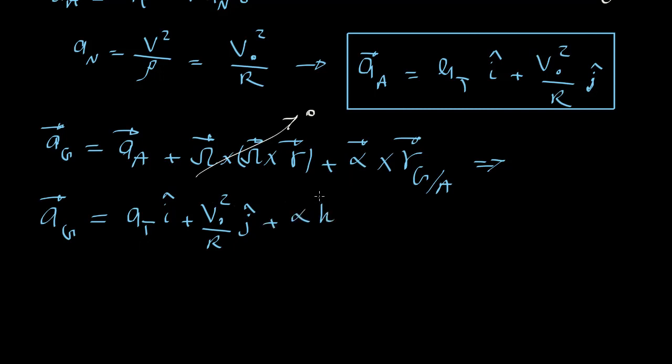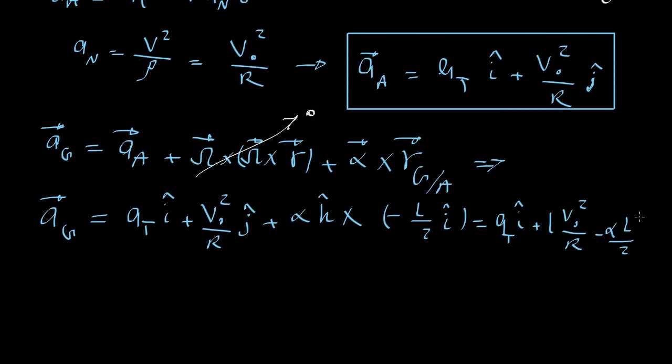Let's say alpha is unknown in the k direction, cross r_G with respect to A, which would be minus L over 2 in the I direction. So we are going to have AT in the I direction plus V naught squared over R, and here K cross I would be J, so we are going to have minus alpha L over 2 in the J direction. That's the acceleration of the center of mass.